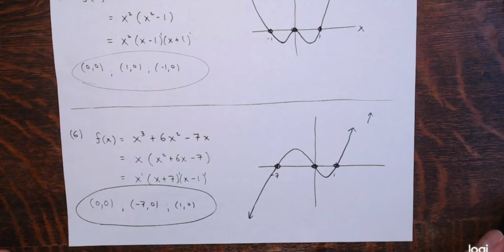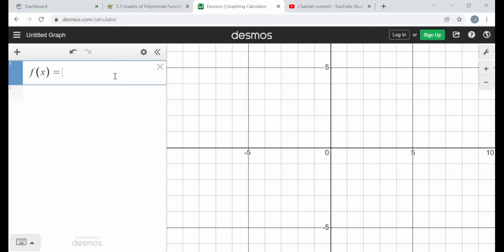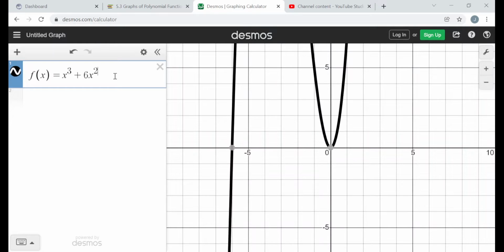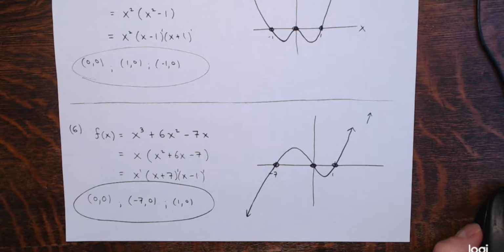And let's just verify that our intercepts are correct, right? You should be checking solutions all the time. This function was f of x equals x cubed plus 6x squared and then minus 7x. Right? And you see the negative 7, 0, 0, 0, 1, 0. The graph crosses the axis at all these, as we said it would, and this is down to the left, up to the right for the end behavior. Looks pretty similar to what I had drawn. Okay, moving on.